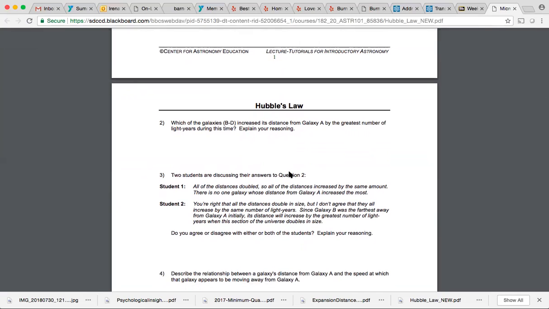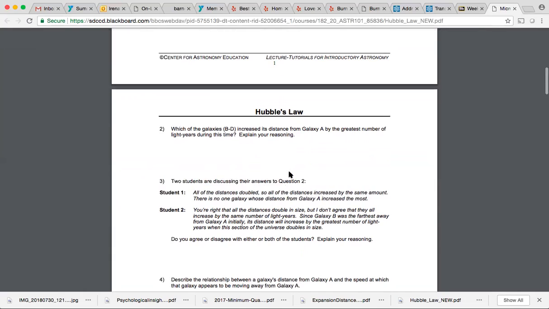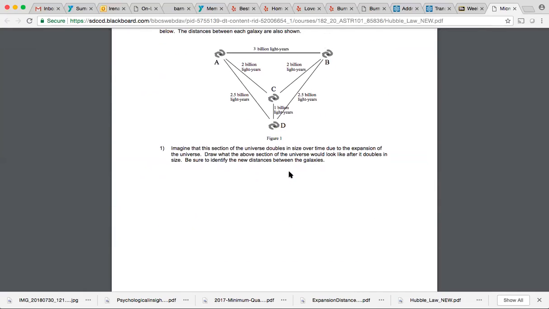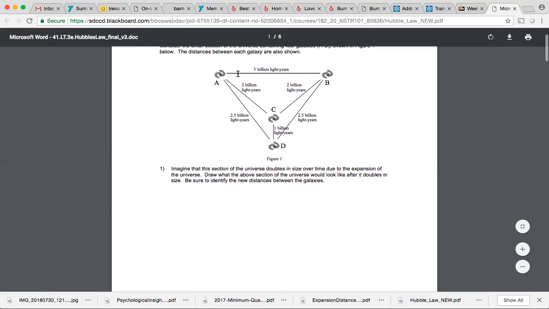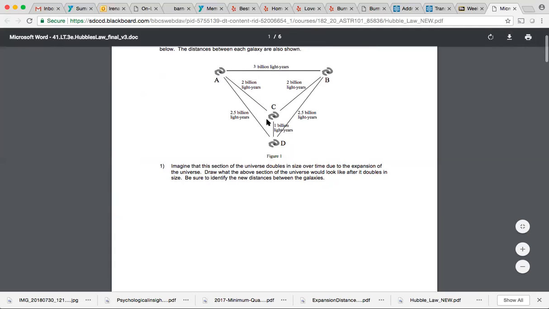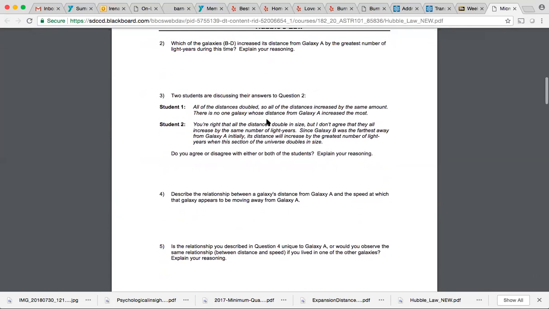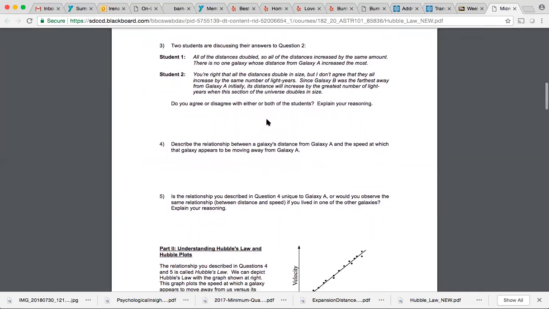Second question is from A. B is going to be the furthest away because it's furthest away to start with. Yes, very true. In this question, I just want you to see that B will move by 3 billion light years. It starts at 3 and then goes to 6, so it moved by 3. While C will just move by 2 billion light years. Okay, very good.